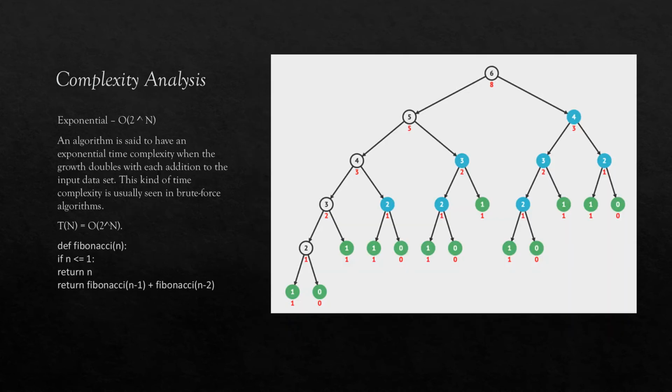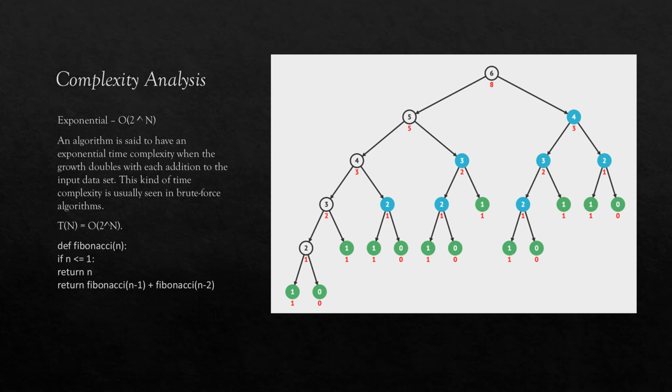Exponential time complexity, or O of 2 power n. An algorithm is said to have an exponential time complexity when the growth doubles with each addition to the input dataset. For example, we have a Fibonacci algorithm where we are computing the nth Fibonacci number. So the Fibonacci algorithm says if n is less than or equal to 1, you return n. Otherwise, you recursively compute the nth Fibonacci number using Fibonacci of n minus 1 plus Fibonacci of n minus 2.